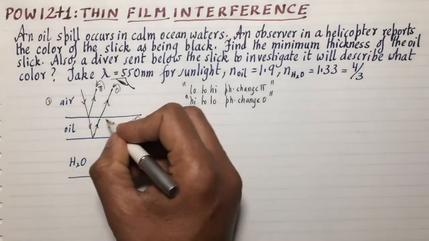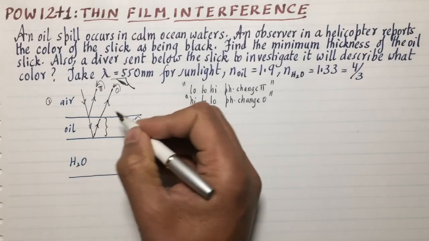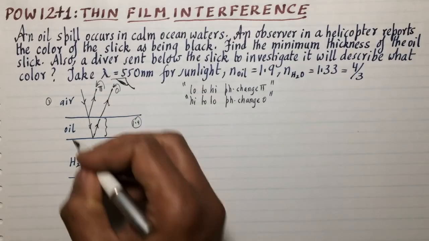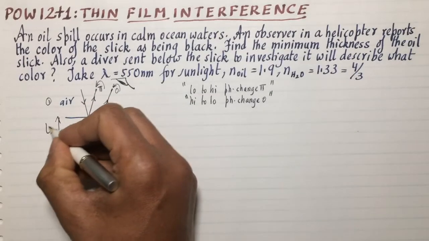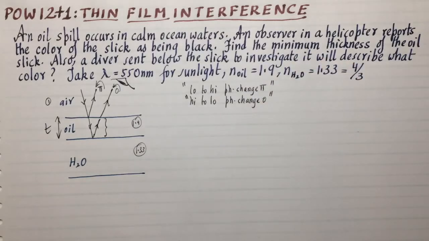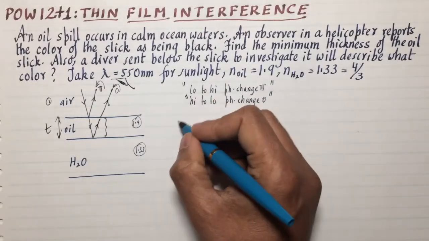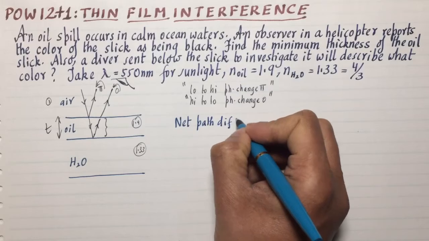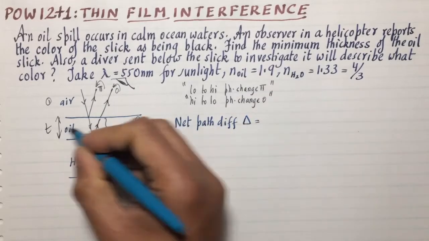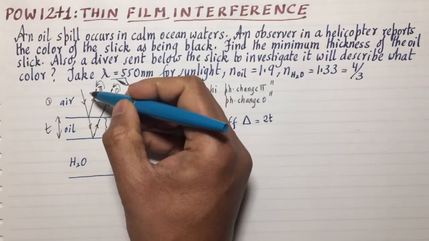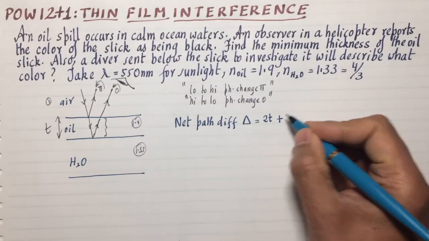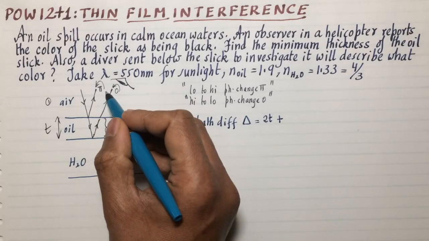Now the total path difference, however, is not just pi. The total phase difference also comes from the path difference here. So if the thickness of the oil is t, and that's really what we are asked to find, then the net path difference, which I'll call capital delta, is going to be 2t, because I'm now going to think of the rays as being nearly normal. If it's nearly normal, it's going to be 2 times t, plus the path difference corresponding to the phase difference of pi.